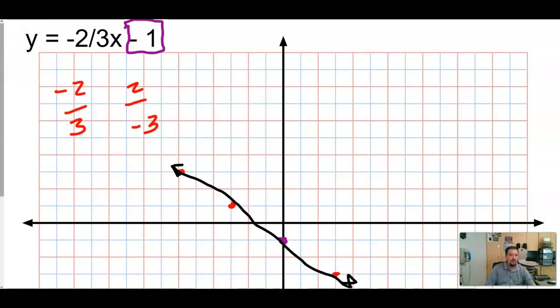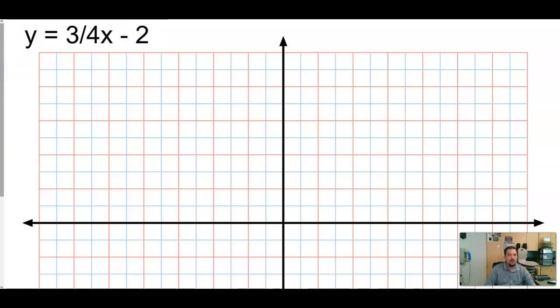Okay, let's do one more just to make sure this is clicking for everyone. Let's see. Looks like my y-intercept is at -2, so I'm going to go down 1, 2. And my slope is 3/4, so I'm going to go up 3, over 4. Up 3, over 4. Now I could go down 3 and left 4, but that's going to kind of go off my page, so I'm not going to worry about that.